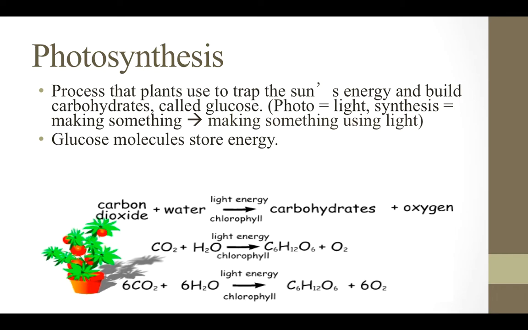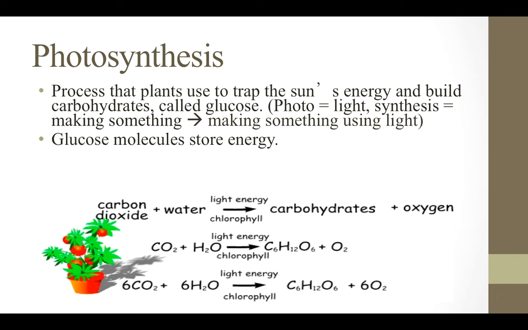So below, here's our overall reaction. We have carbon dioxide plus water and light energy, and chlorophyll is an enzyme in plants that constructs carbohydrates, and the products of this reaction are carbohydrates and oxygen. Carbohydrates in the form of glucose, which we will remember are monosaccharides, simple sugars.